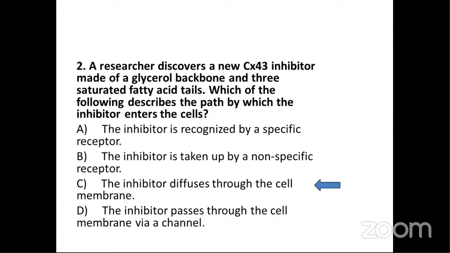The inhibitor is recognized, A and B: the inhibitor is taken up by a non-specific receptor or by a specific receptor. That would be more like a peptide molecule or some kind of signaling molecule, not necessarily similar to a hormone, more than a lipid or fatty acid. And D, the inhibitor passes through the cell membrane via channel. Mainly, the only things that pass through channels are ions. So this is not an ion, so it wouldn't be D.